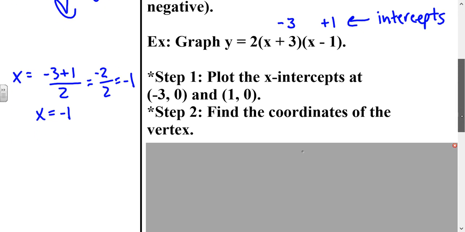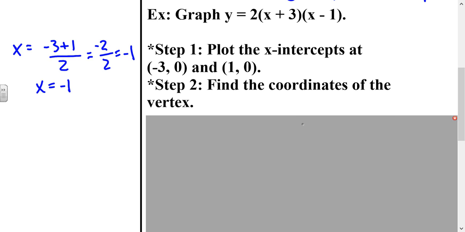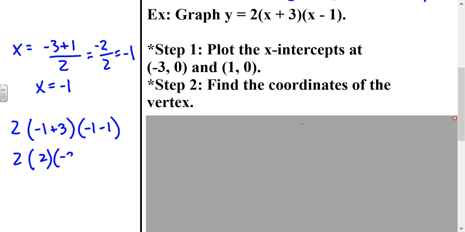And that's also how I find the coordinates of the vertex. So if I know that the middle is at x equals -1, then I have to plug in -1 into my equation and figure out what point the vertex is. So I would have to plug in -1. So I have -1 plus 3, and then -1 minus 1. So this would be 2 times (-1 plus 3) would be 2, and (-1 minus 1) would be -2.